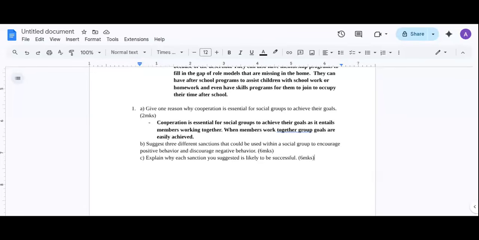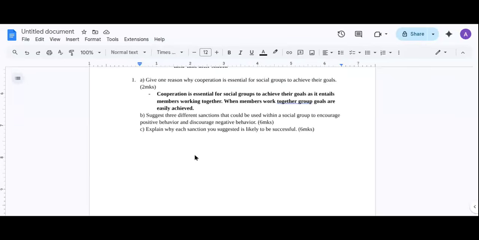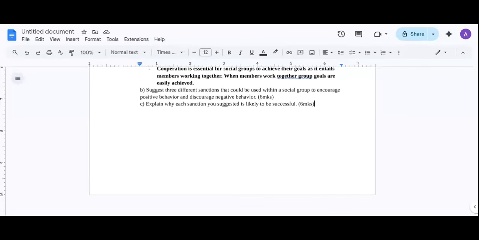The next question suggests 3 different sanctions that can be used within a social group to encourage positive behavior and discourage negative behavior. So we know that sanctions can either be positive or negative.